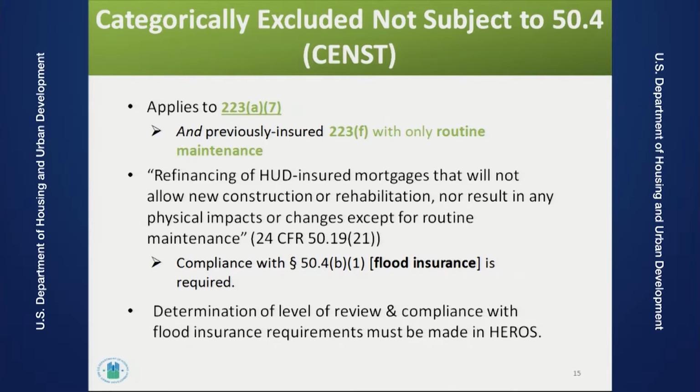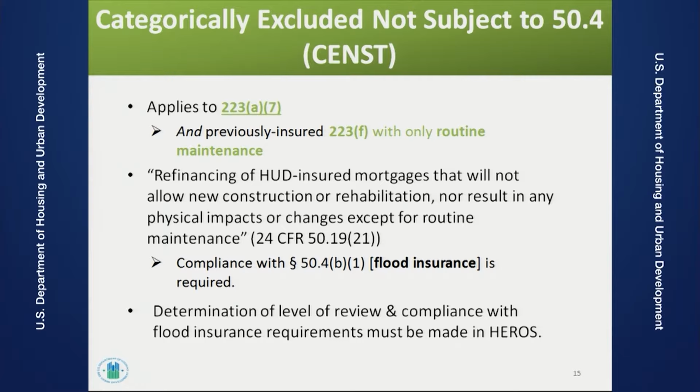50.19(b)(21), sorry, there's a typo on this slide, it's (b)(21), define refinances of HUD-insured mortgages as categorically excluded, not subject to 50.4, if they will not allow new construction or rehab, nor result in any physical impacts or changes except for routine maintenance. So 50.19(b) defines a couple dozen more activities as categorically excluded, not subject to 50.4 as well, but that's really the only one that matters for you all in this audience.